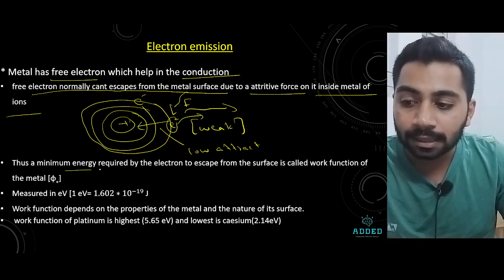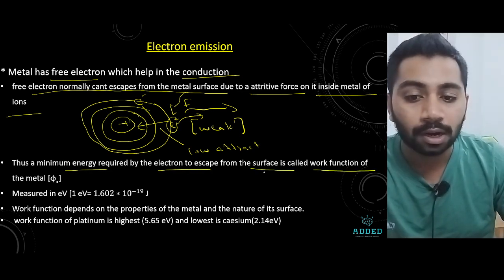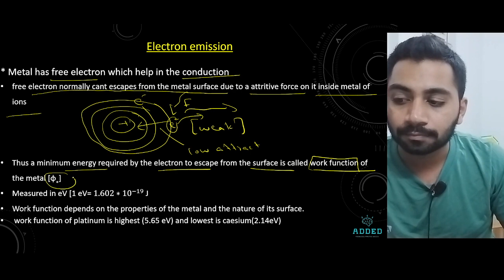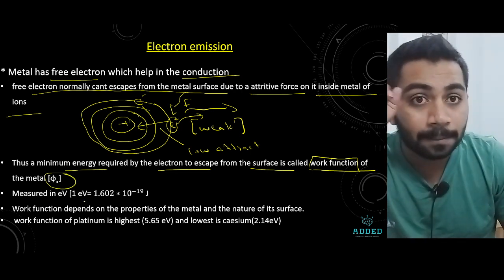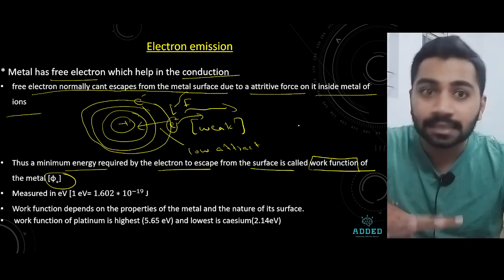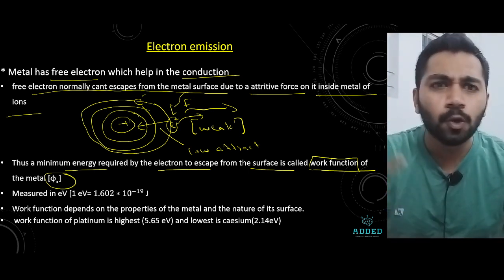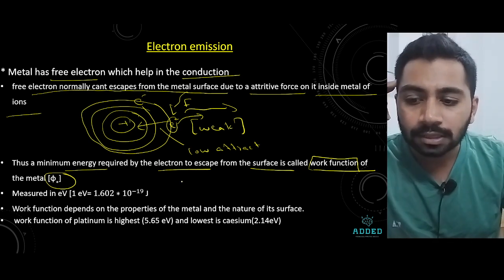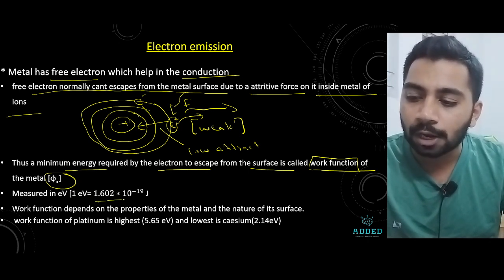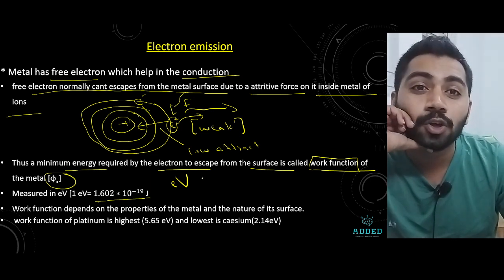A minimum energy required by an electron to escape from the surface is called work function, and it is denoted by this symbol. And the measured value of work function: we know the charge of an electron is 1.6 × 10^-19. So we must give only that much energy to bring it outside. It's not like the charge of the electron is 1 and you are giving 100; we don't need that. We just want 1. So to take one electron outside, you have to give this much value. And we measure this work function in eV.